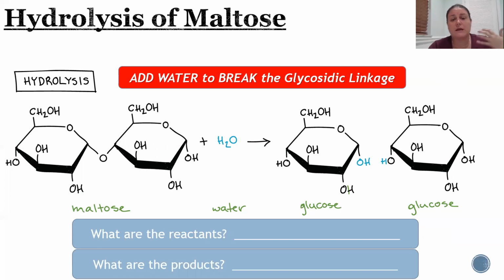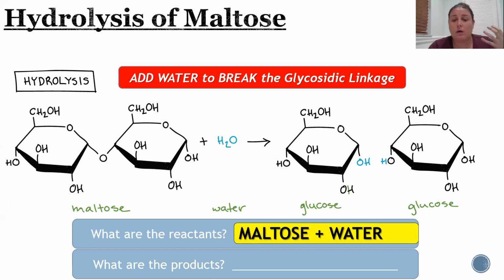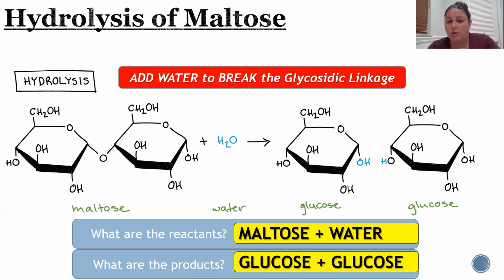So if we were to go through this and say, okay, what are my reactants, right? So I'm looking for everything to the left of the arrow. That would have been maltose and water. And when I added the water to my maltose, what happened? It broke apart my two glucose molecules, and I end up with glucose plus glucose.